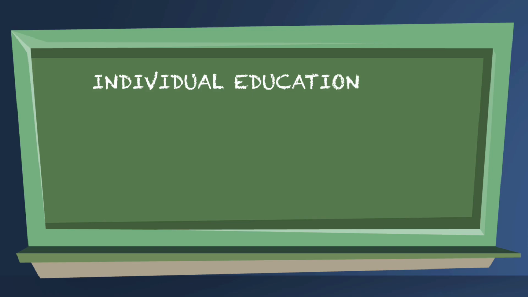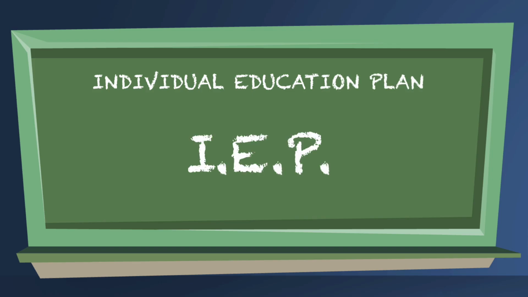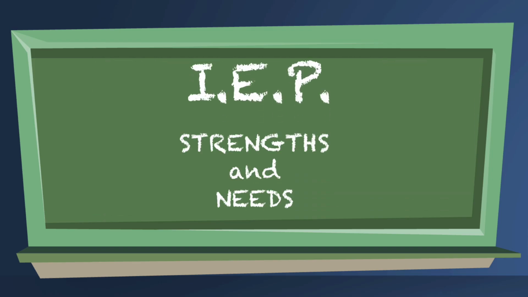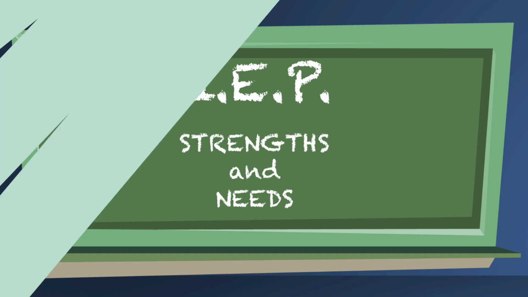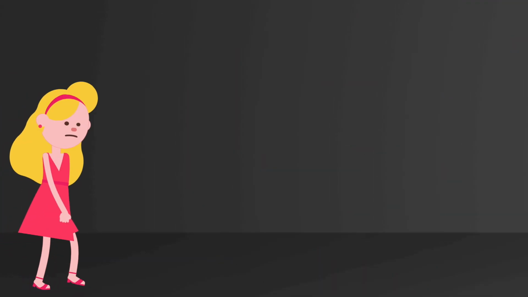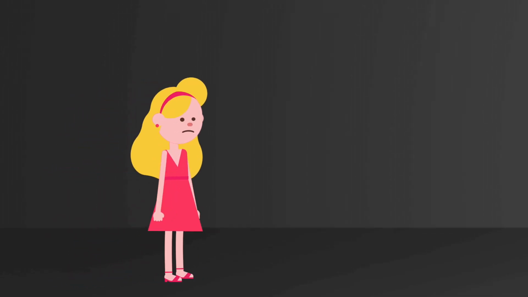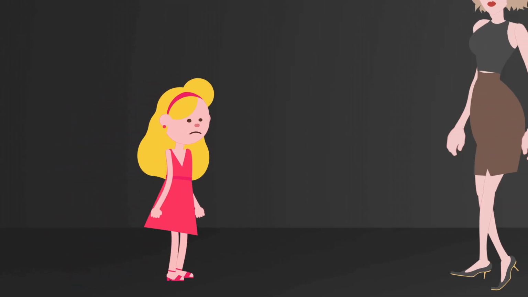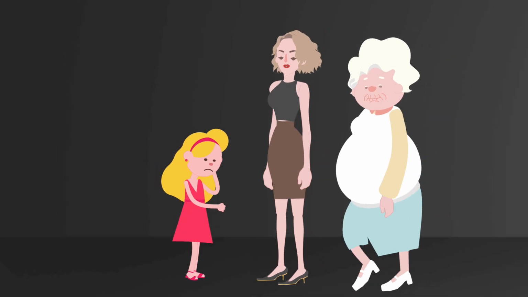A student with an LD may receive an individual education plan, or IEP, based on their strengths and needs, as documented by a psychological assessment. Students with LDs often have difficulties that extend beyond those in class and have an impact on them throughout their lives.